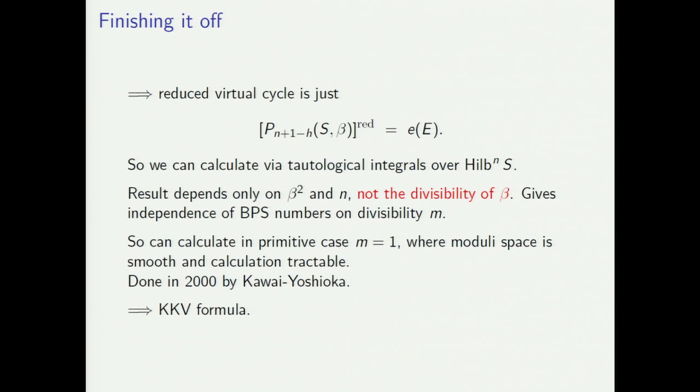So where do we end up? So the result is, the calculations that Martin Kool and I did, the answer depends only on topological quantities. It only depends on the square of beta, and n, of course, not the divisibility of beta. And that's what gives the KKV conjecture. That's what shows that the BPS numbers don't depend on the divisibility of this class beta. So you can calculate in the primitive case, which was a calculation done long ago by Kawai and Yoshioka, and it gives you the KKV formula. Okay, sorry to run over.